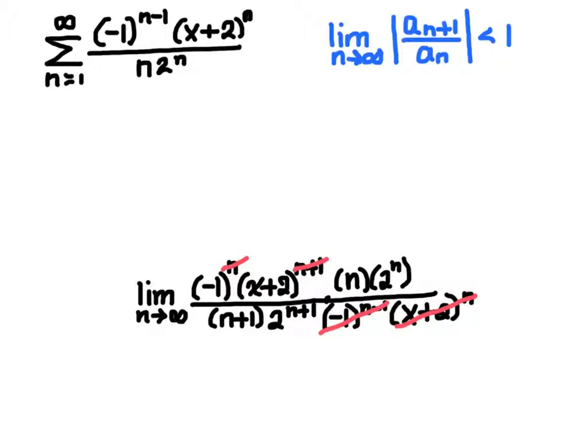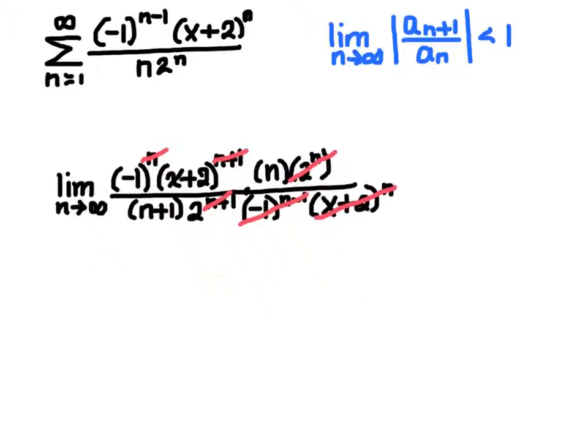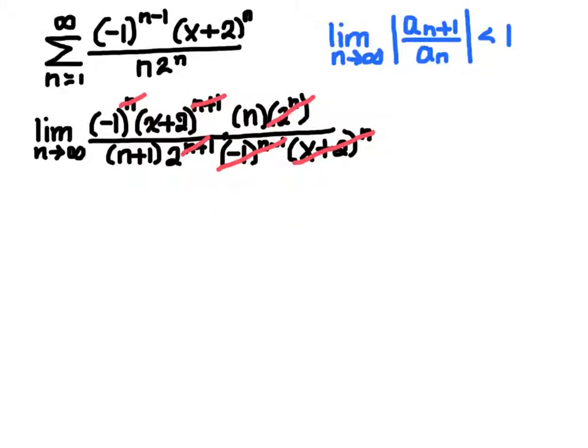And now with our 2, we have 2 to the n here and 2 to the n plus 1 here, so if we subtract exponents, what do we get? This 2 to the n cancels out with this 2 to the n, giving us just a 2 in the denominator, and I think we've got everything. So let me move this up, and let's keep working on this limit.